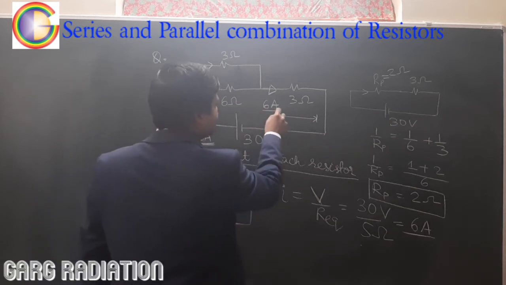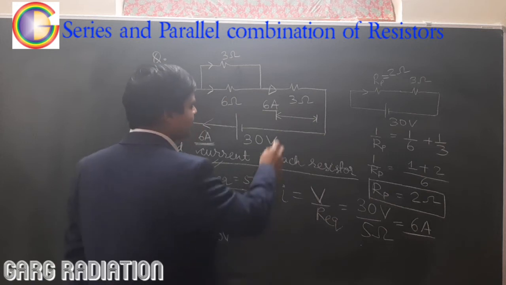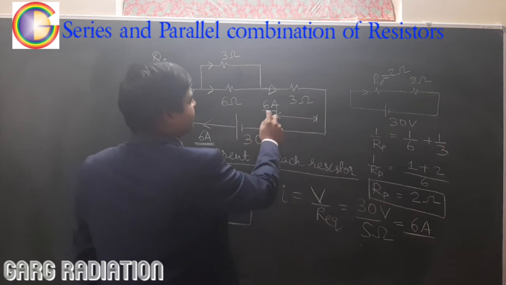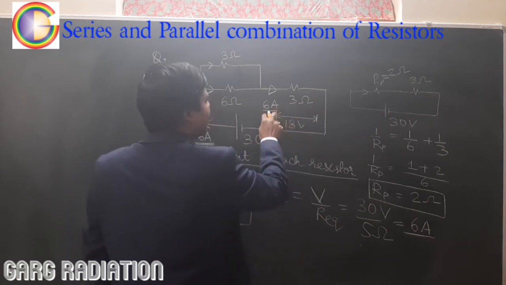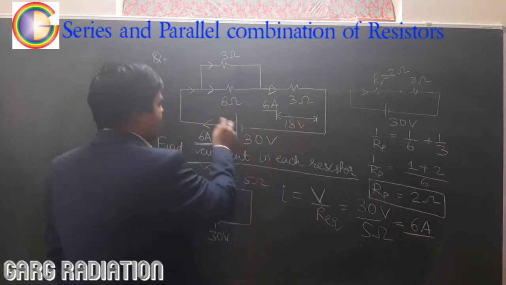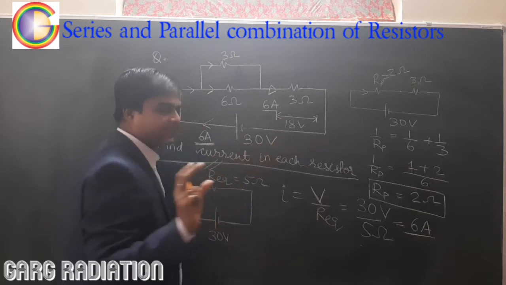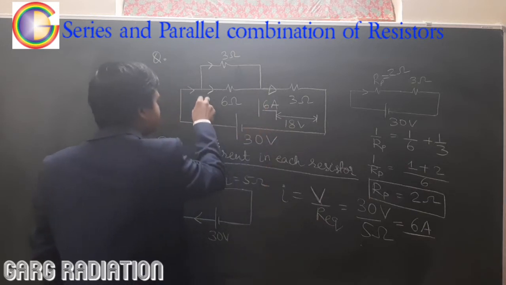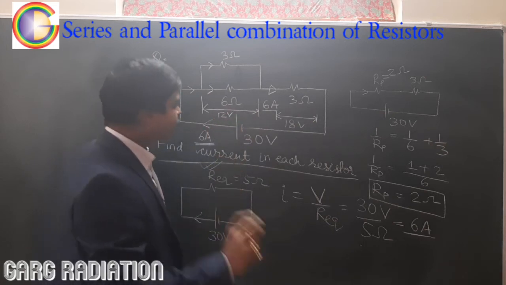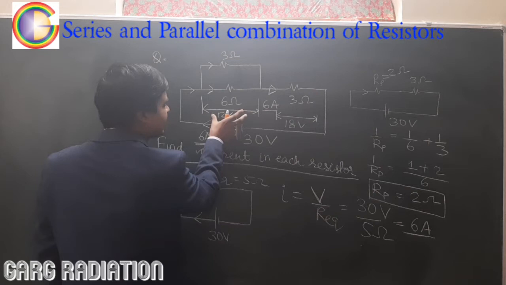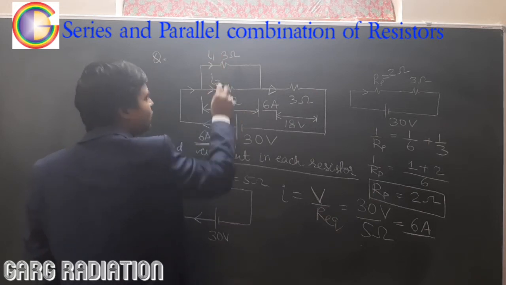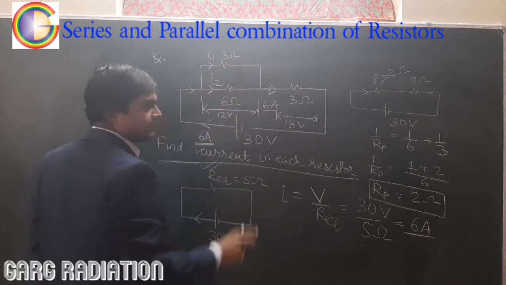Since 6 ampere is the current going through this and 3 ohm is the resistance, the potential difference comes out to be 18 volt. Simply I into R gives you the potential difference. If this is 18 volt and the total potential difference applied by the cell is 30 volt, then obviously this potential difference must be 12 volt. Based on this logic, we can find this current I1 and I2. How to find? Both will have the same potential difference, because they are in parallel.